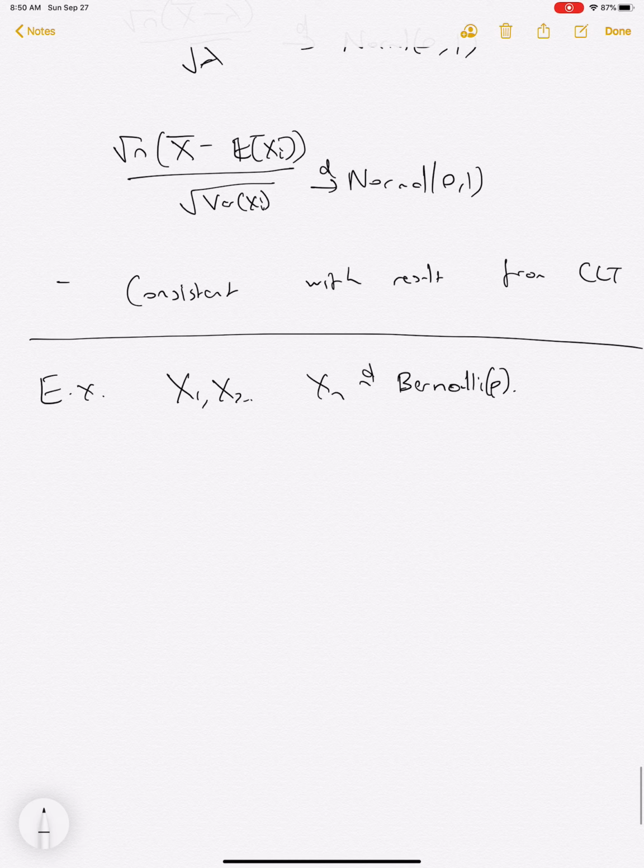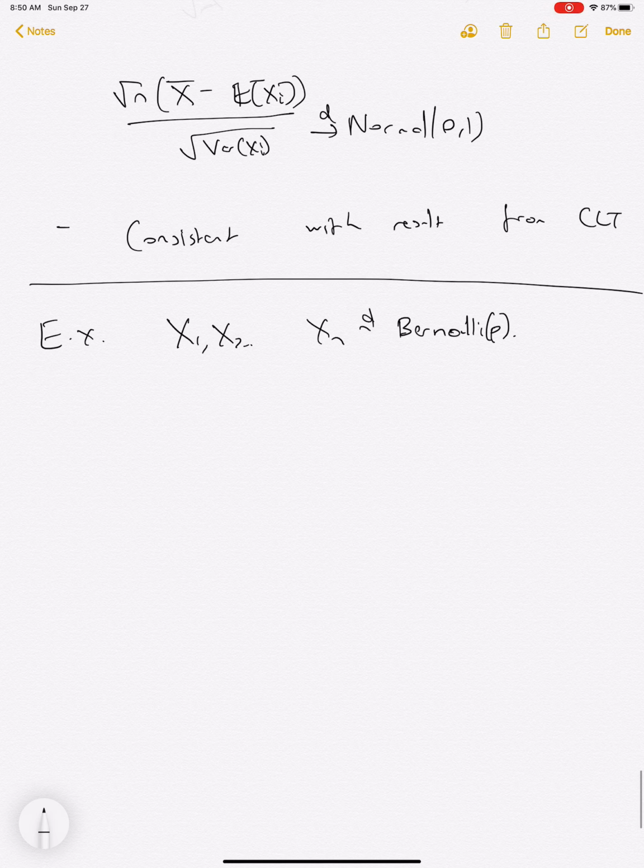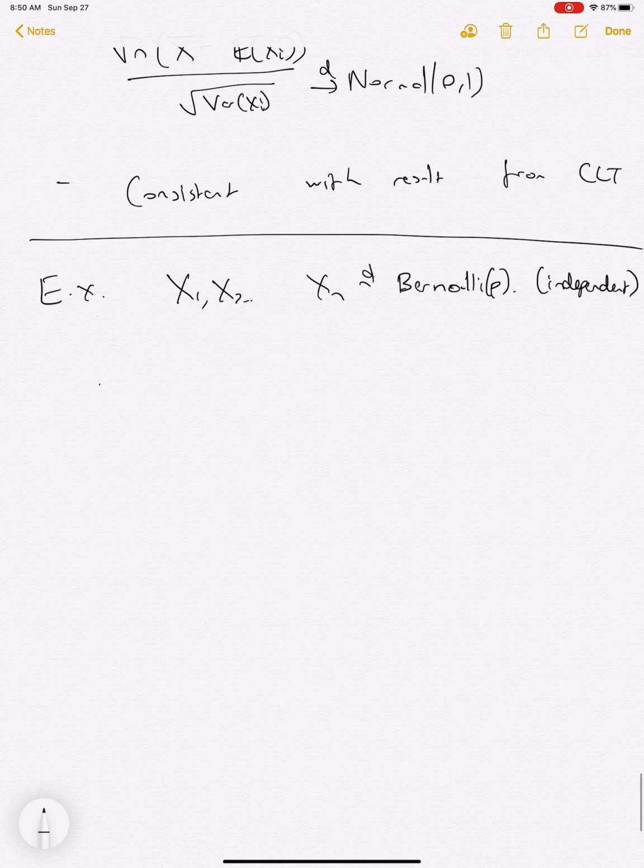So X1 through to Xn is Bernoulli(p), independent. And we want to find p hat ML and the asymptotic distribution of p hat ML.